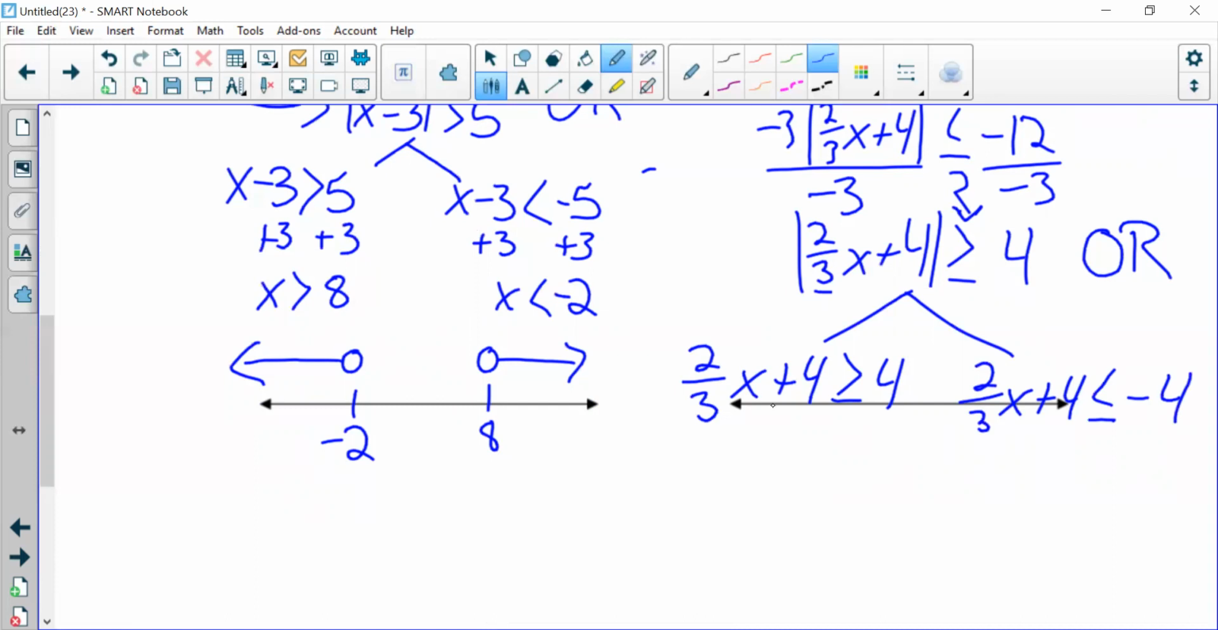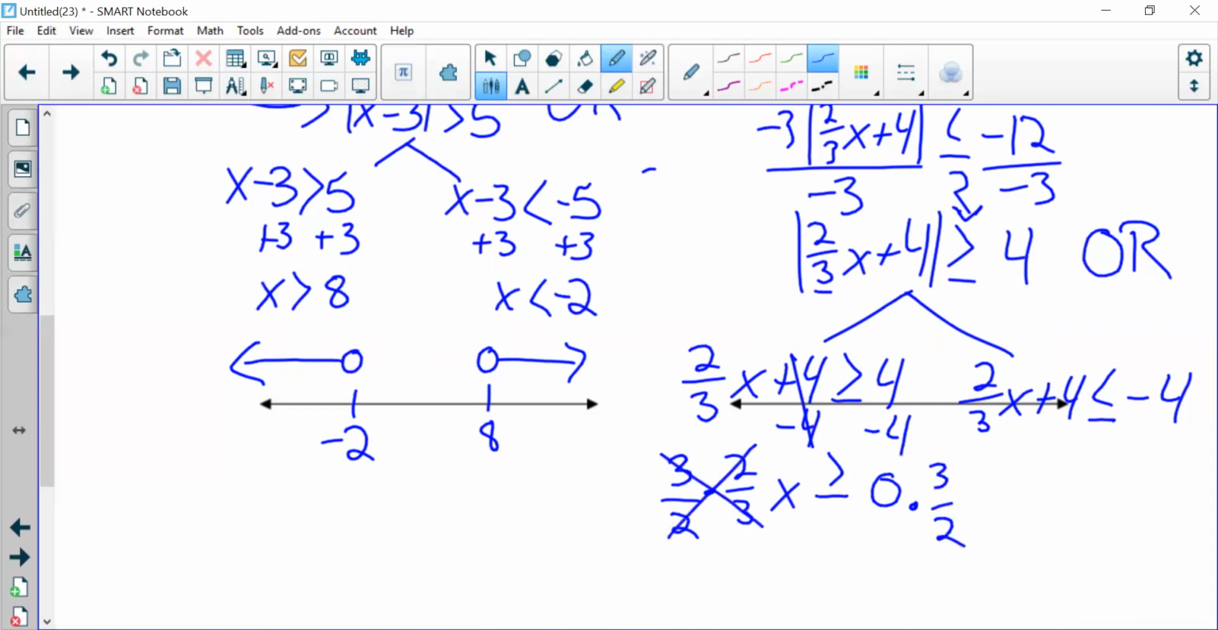Okay, so let's go over here. Let's solve. Negative 4 minus 4 leaves me with 2/3 x is greater than or equal to 0. Positive 4 minus 4 is 0. All right. Then I'm going to multiply to get rid of this fraction. I'm going to multiply by its reciprocal, and what you do to one side, you got to do to the other. All right. These cancel out. Dealing with x is greater than or equal to, well, 0 times anything is just 0. So this side is greater than or equal to 0.